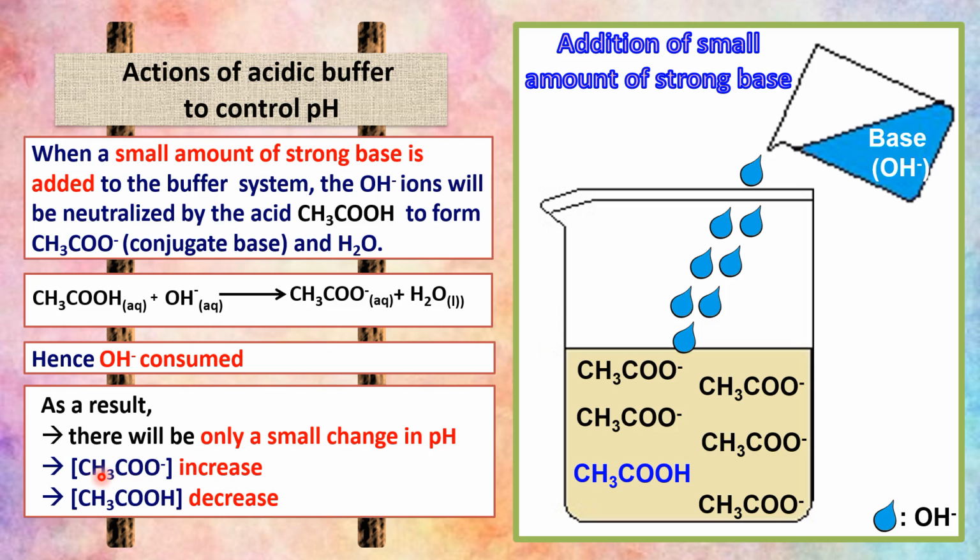The concentration of the ethanoate ion, that is the conjugate base, will increase. Whereas the concentration of ethanoic acid will decrease since the added OH minus ion is neutralized by the weak acid and it will produce more ethanoate ion.